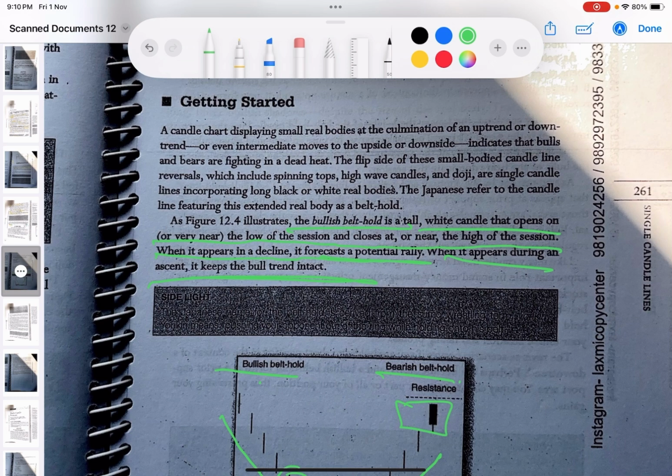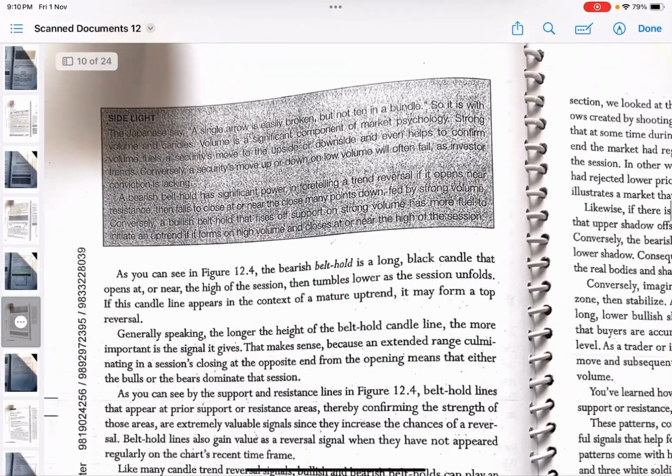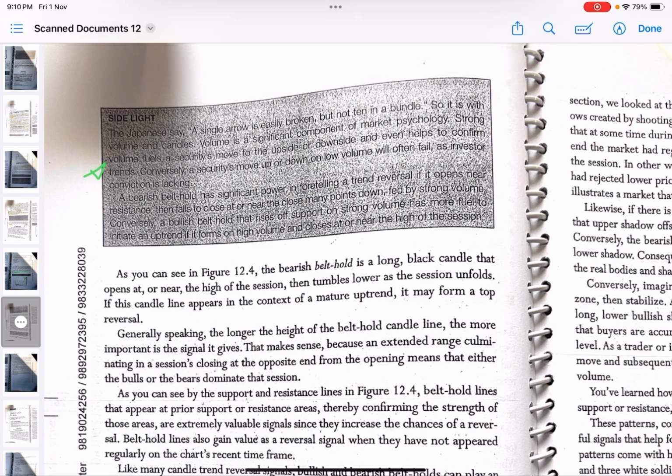The sidelight says that the Japanese name for the belt hold is derived from the sumo wrestling term yorikiri. Yorikiri means pushing your opponent out of the ring while holding onto his belt. The reason I'm reading the sidelights is that if you remember these kinds of stories, then it's easier to remember the pattern. I'm not reading this all; if you want, you can read it.